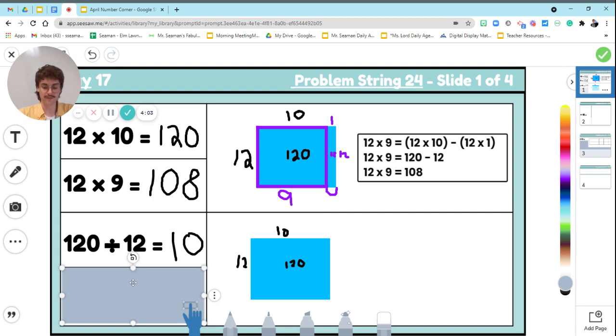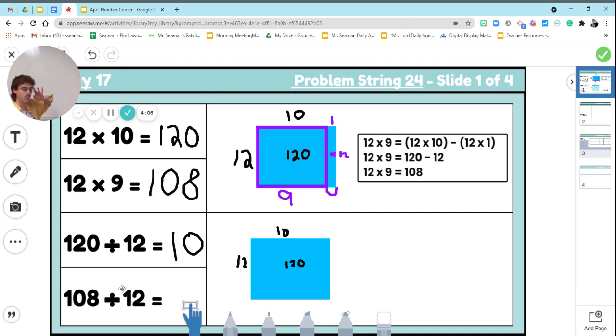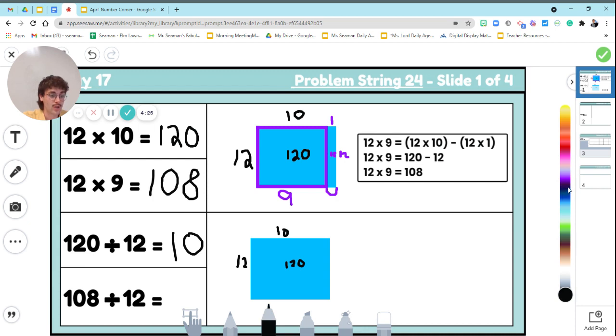Looking at the final question on this page, it says 108 divided by 12. Well, think about this. Remember that multiplication and division are complete opposites. One thing I want you to think about is that not only with multiplication here, but also with division, we can look at how 108 is basically one group of 12 less than 120.